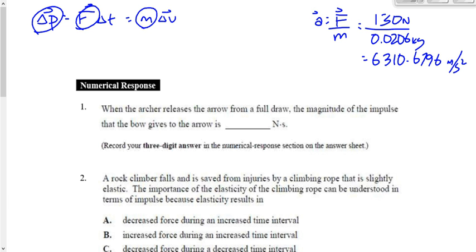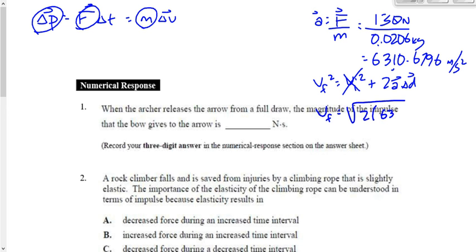Anybody have a suggestion, though, how I might find one of those two things with A? Well, we can't use F equals MA because we just did that, right? If I use F equals MA, then I'm going to say this times this, and guess what I'm going to get? 130. Yep. Okay, VF squared is equal to VI squared, which is 0, plus 2AD. We know what A is now, 6310. D was 0.7, I think, wasn't it? 70 centimeters?